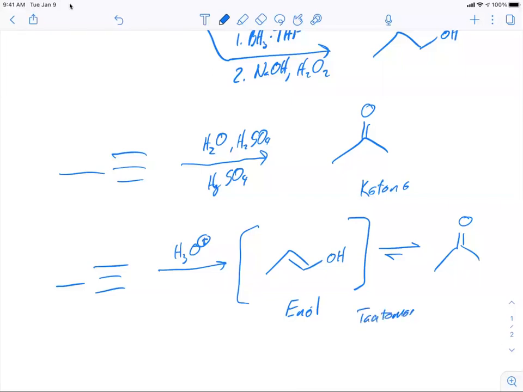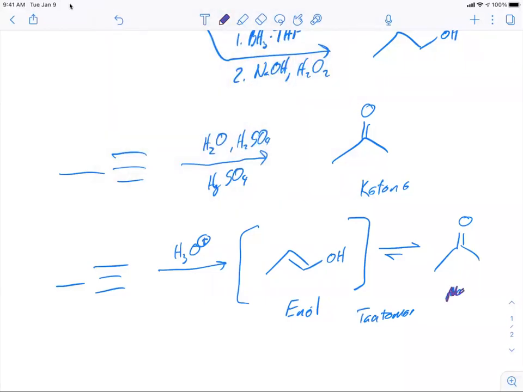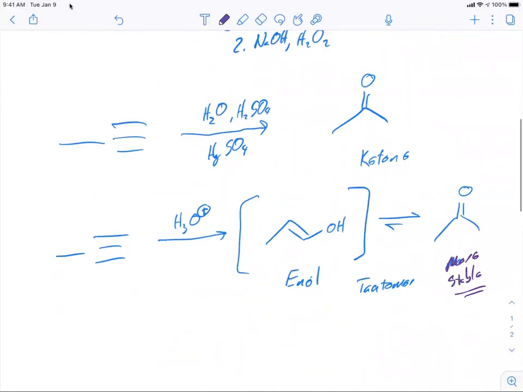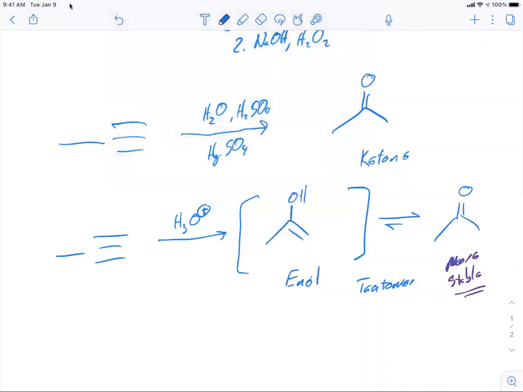These aren't resonance structures, these are tautomers of each other, and the ketone is more stable. Right? So we can create an enol. So if we think about it, that looks very much like what we're doing here. And not sure if anybody would have caught that, but I drew the wrong regiochemistry. This is the right regiochemistry. So we create that enol, and then that enol will tautomerize to the ketone, and the ketone is more stable.